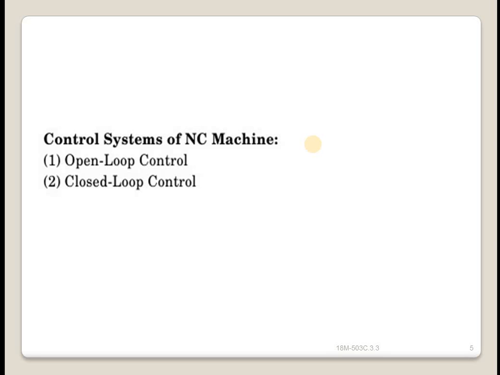Next one, closed loop system. The closed loop system has a feedback system to monitor the output of the motors. Closed loop systems are also able to correct errors in position, velocity and acceleration, and also fault the system if the error is too large.